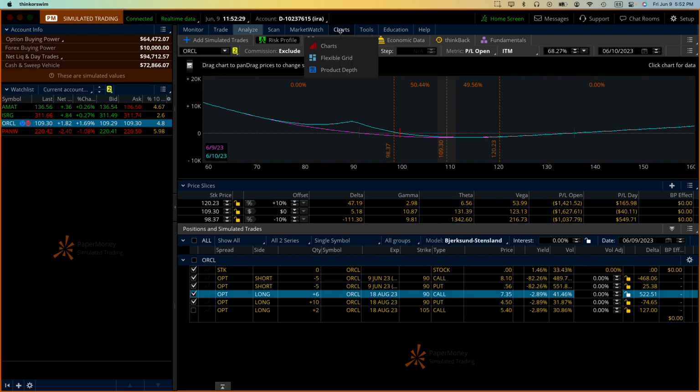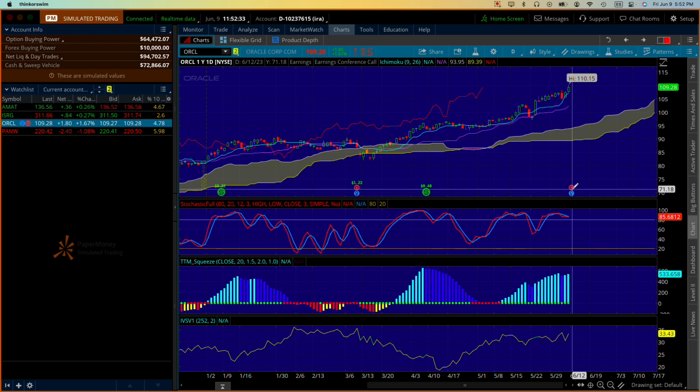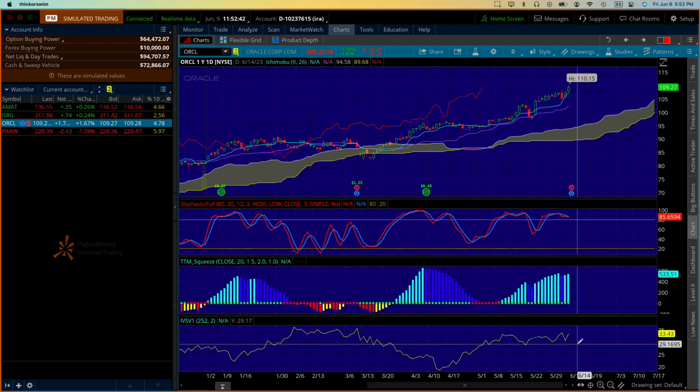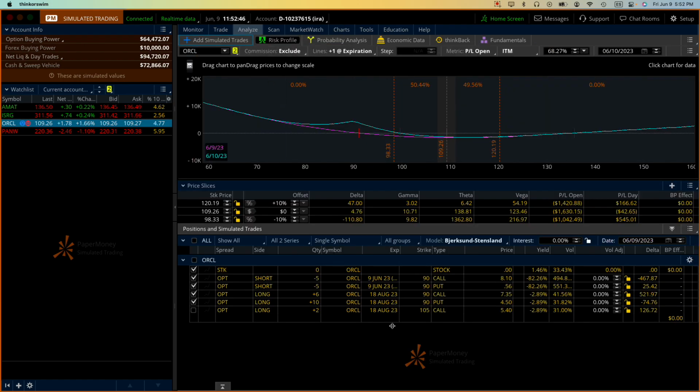Let's take a look at the chart, and yeah, it's hitting new highs, and now earnings are coming. So what is going to happen with earnings? The stock may continue to go higher or drop dramatically, so a strong move can happen, but also volatility will collapse. The volatility is not too high, but we have to adjust our trade.